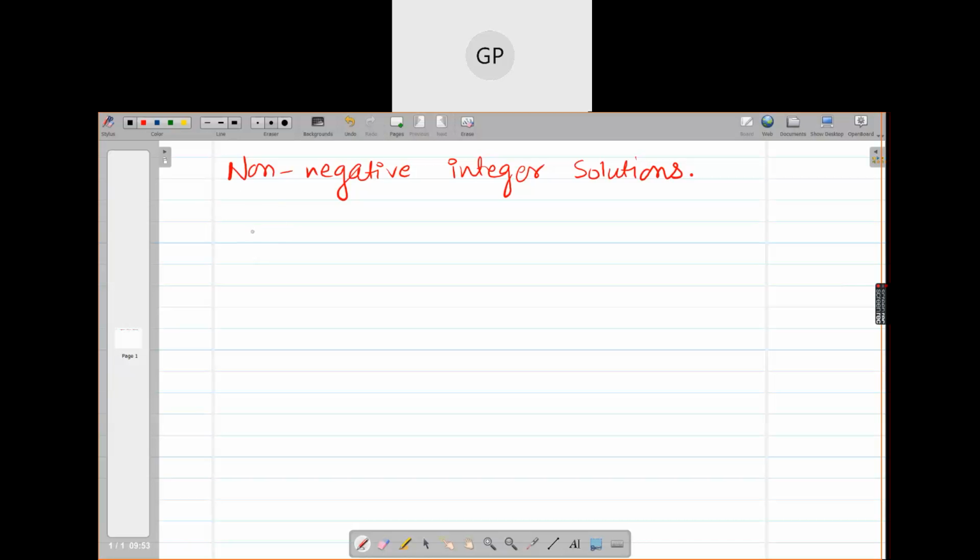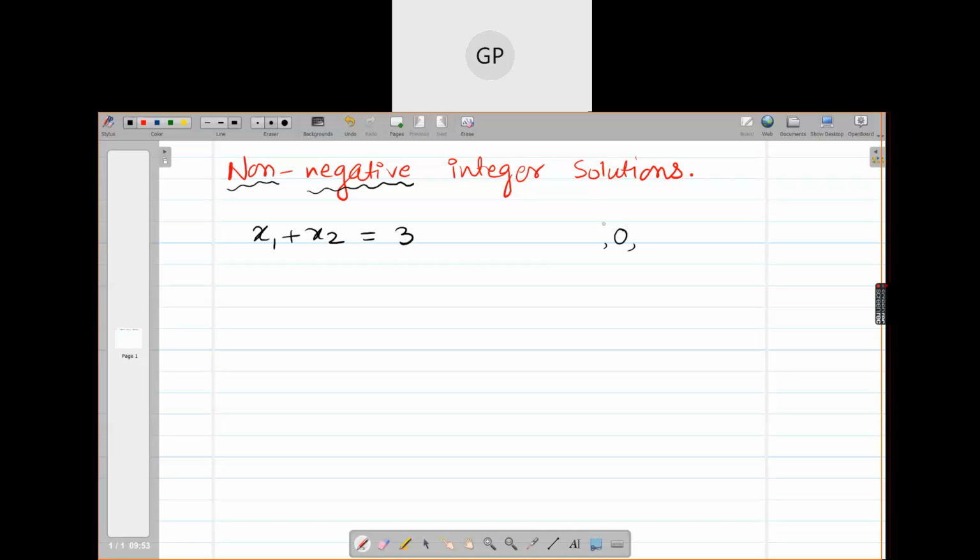Suppose I have an equation, say x1 plus x2 is equal to 3. Okay. Now, first of all, do you understand the meaning of non-negative? What do you mean by non-negative? You have to answer my question. Positive integers, then I would have said positive integers. Why I'm saying non-negative? That means it includes 0 also. Okay. Are you getting it?